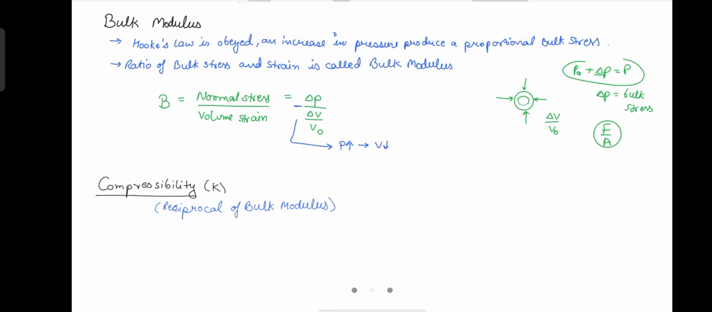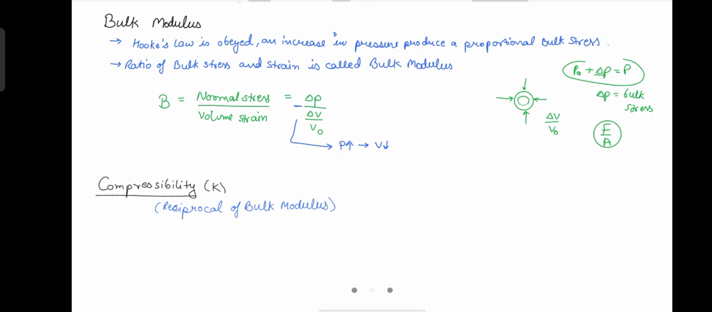It might seem that our bulk modulus value will come out to be negative. But is the bulk modulus actually negative? No, bulk modulus is not negative. This negative sign is just representing that if you are increasing the value of pressure, the value of volume is decreasing. Okay, so this is our bulk modulus.